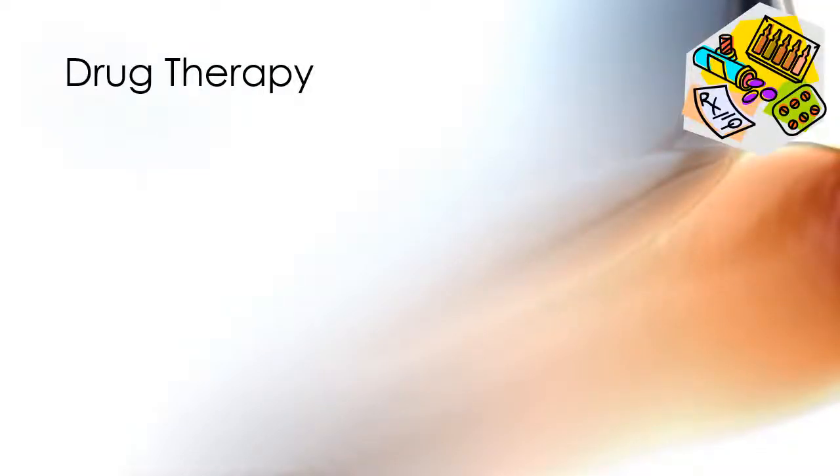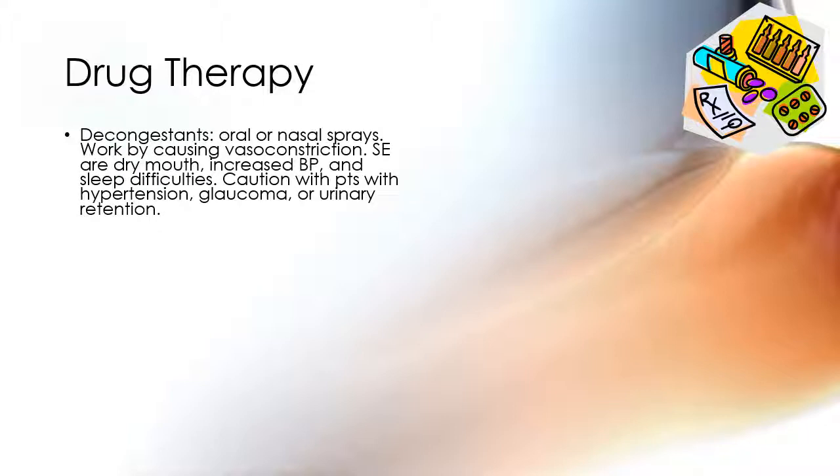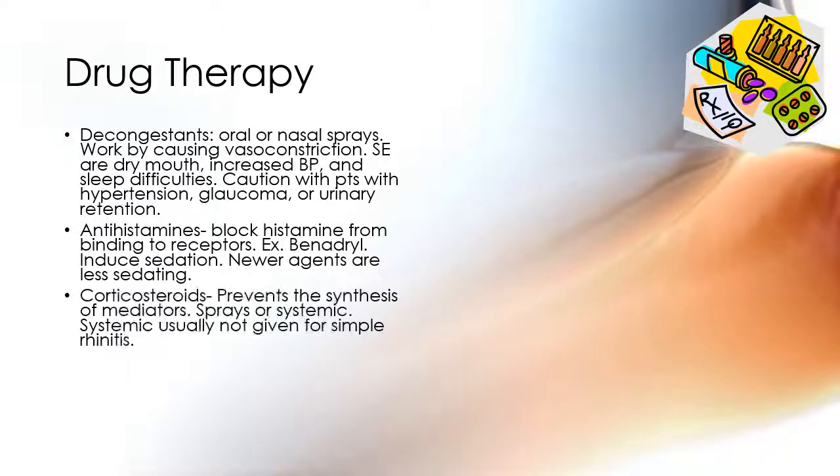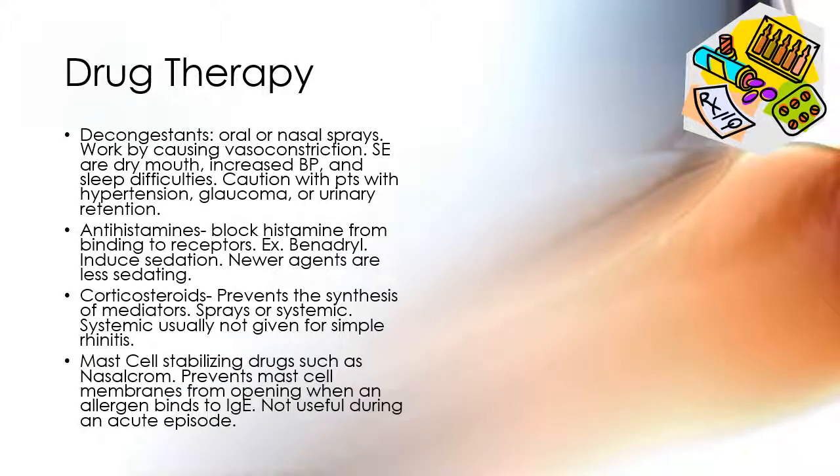Now we're going to discuss some drug therapy. We have decongestants that work by causing vasoconstriction in the inflamed tissue, thereby reducing the edema. We have the antihistamines that block the histamine from binding to receptors, and it prevents vasodilation and capillary leak. Corticosteroids prevent the synthesis of mediators. Mast cell stabilizing drugs prevent mast cell membranes from opening when an allergen binds to the immunoglobulin E. Then we have the leukotriene antagonist, and it prevents leukotriene synthesis.